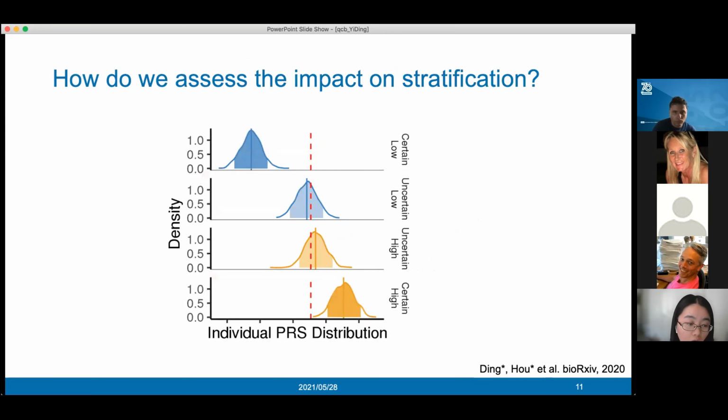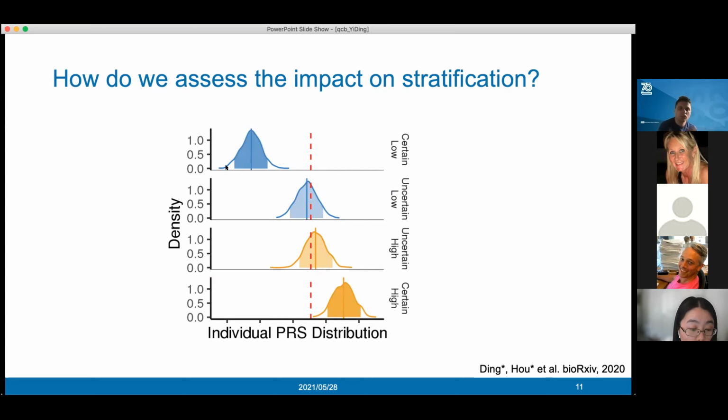Next, how do we assess the impact on stratification with this information? We can classify the individuals into four groups based on the PRS estimates and the credible interval. First, as the most traditional PRS stratification does, we can stratify the individuals into a low-risk category and a high-risk category by checking whether the posterior mean is smaller or higher than this pre-specified threshold.